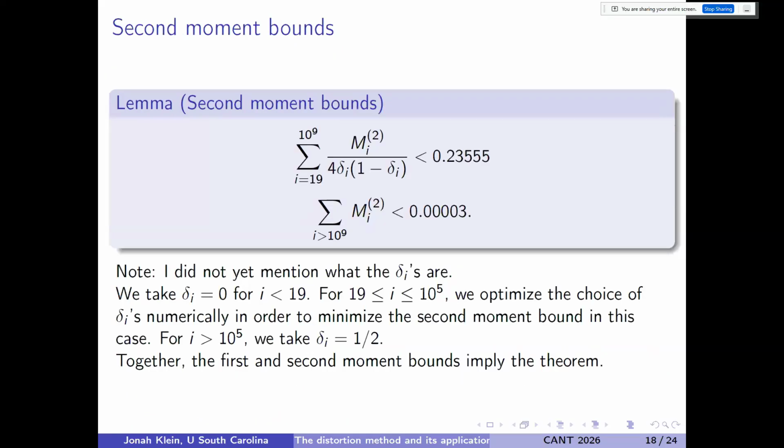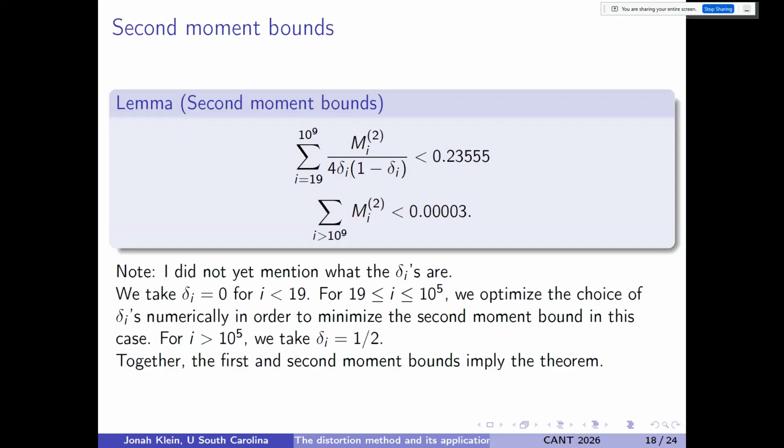Okay, now we need to bound second moments. So we bound second moments in two different parts. We start by going up to some threshold that is purely computational. And what we do is essentially compute the bounds for that sum and optimize our choice of delta i numerically. And what we get is that that's smaller than 0.235555.